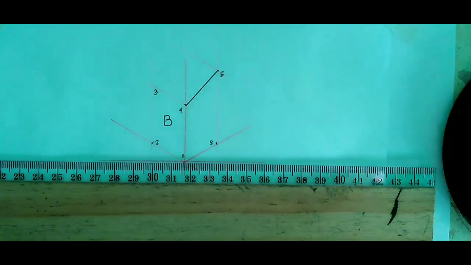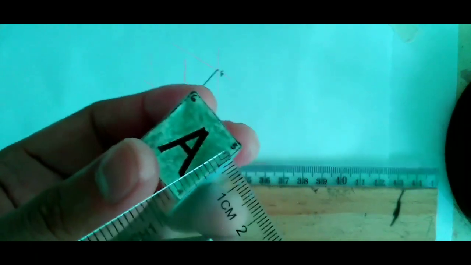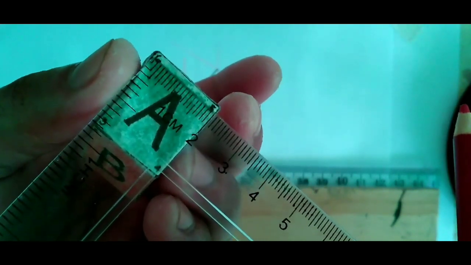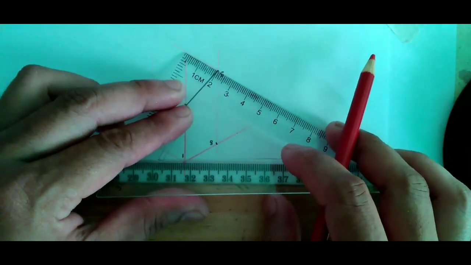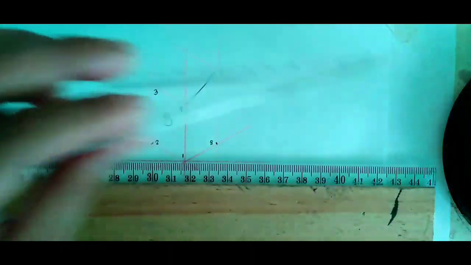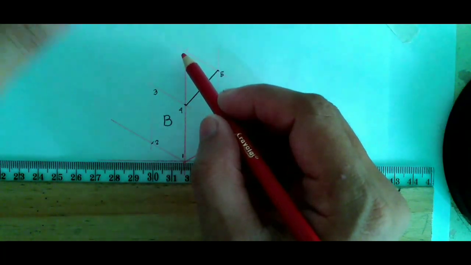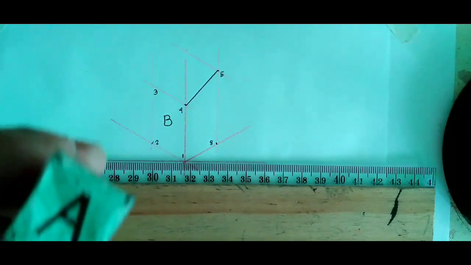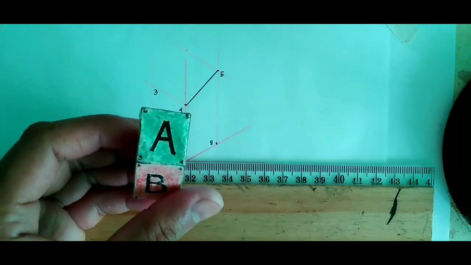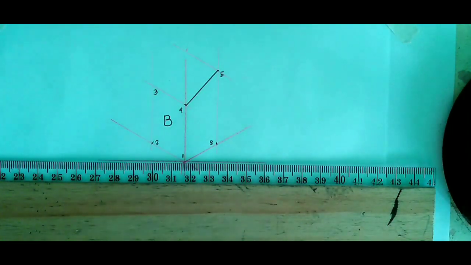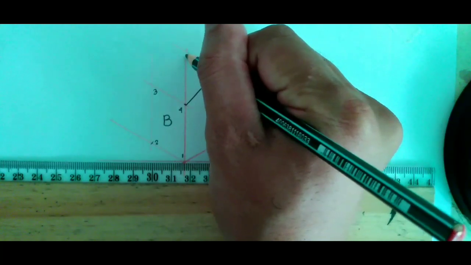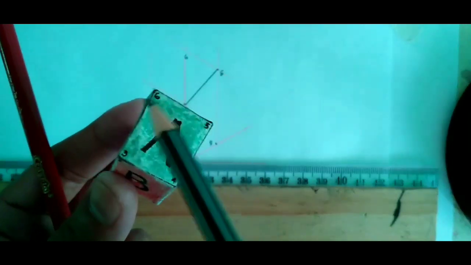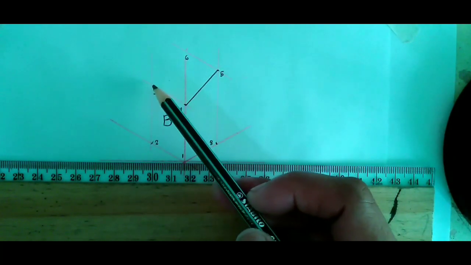Next, measure the distance between point 5 and point 6. The distance of point 5 and point 6 is 2 centimeters. So this point, we will label it as point 6. Again, to complete this surface, connect point 6 and point 3.